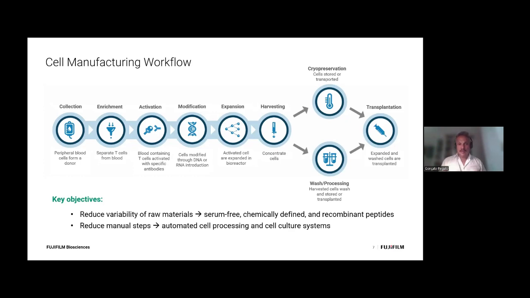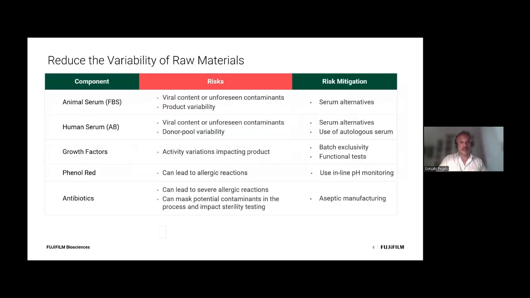But across the board, what we do believe is that we have to start thinking about reducing the variability of these raw materials and looking at automation. How can we reduce manual handling? How can we automate and close the processes as we move forward, right?